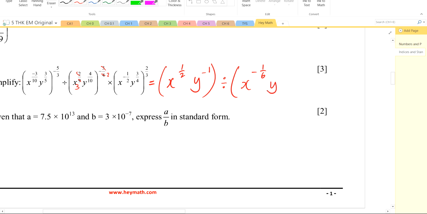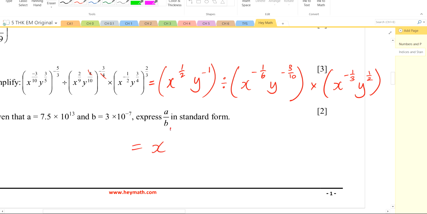Then we've got y to the power of negative again, 4 and 4, 3 over 10. Multiplied by x to the power of -1/3, y to the power of half. Okay, I hope I didn't make any careless mistake. You got so many pairs of eyes helping me to check.